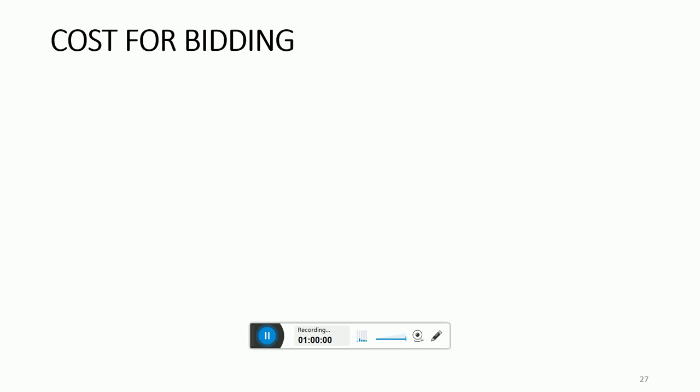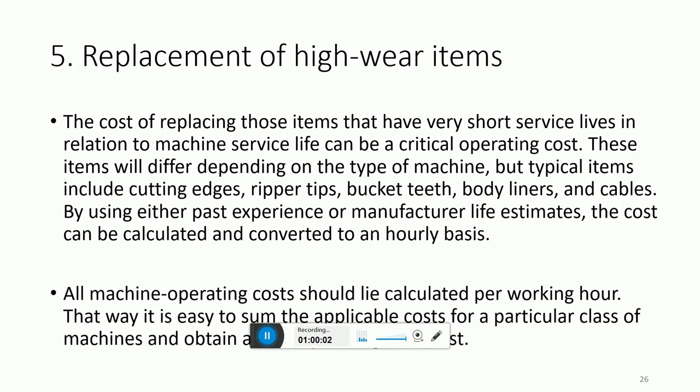As we have discussed, there are five operating costs which we have discussed until now. The first one was fuel. The second one was lubes, or lubricants, grease and oil. The third one was repair, the minor repair which can occur with the passage of time. The fourth one was tires replacement, and the fifth one is the replacement of high wear items.